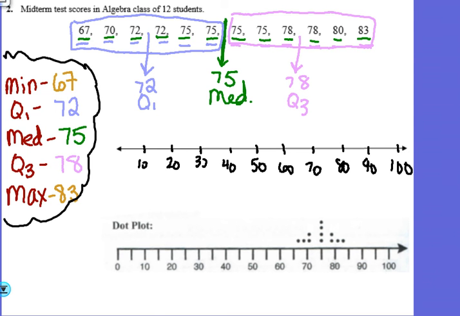Okay, so just like before, I like to start with my minimum and maximum. The minimum is 67, that would be about here, and the maximum is 83. The median is 75, Q1 is 72, and Q3 is 78. The 3 lines in the middle will form your box, and the rest are whiskers.